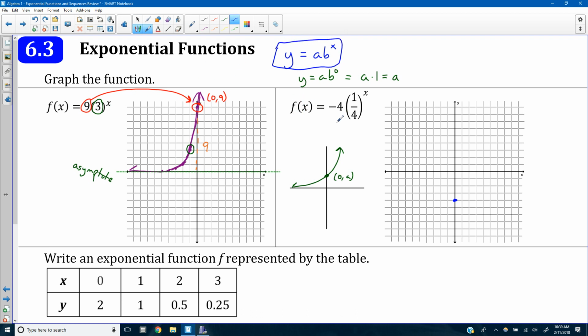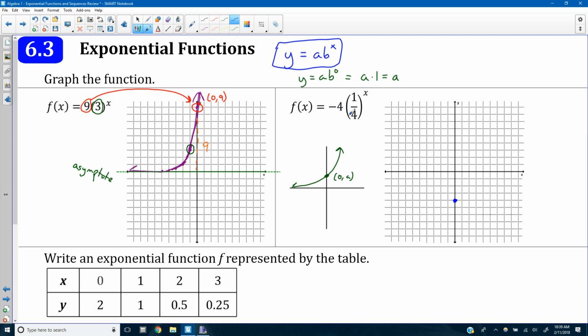Okay, there is no number here, but this problem right here, y equals negative 4 times 1/4 the x power. Now I said we're going to start at negative 4. It's the same reason why we started at 9 over here. When x is 0, raised to the 0 power, we get negative 4 times 1, negative 4. So when x is 0, y is negative 4. That is my y-intercept. That's where I'm going to start.